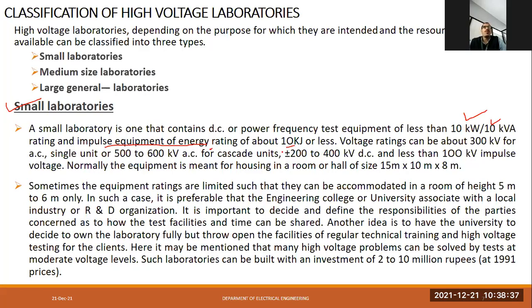Also, whatever the voltage rating is, it should be about 300 kV for the AC, or 500 to 600 kV for the cascaded unit. If a single unit is there, then 300 kV is enough, but for the cascaded unit, 500 to 600 kV. Then plus or minus 200 to plus or minus 400 kV for the DC, and less than 100 kV for the impulse voltages. Such kind of equipment we can normally install in the room.